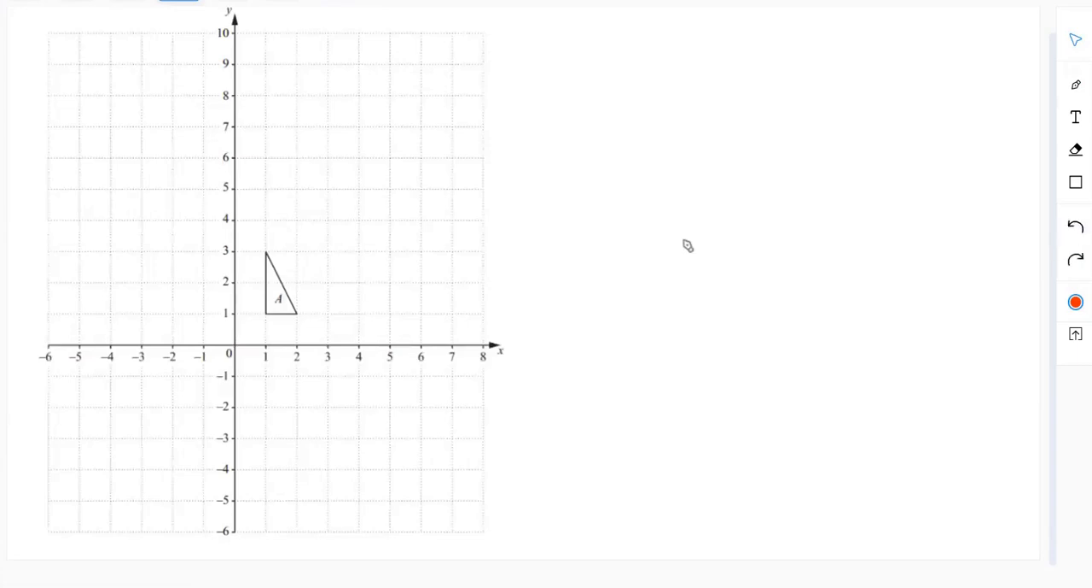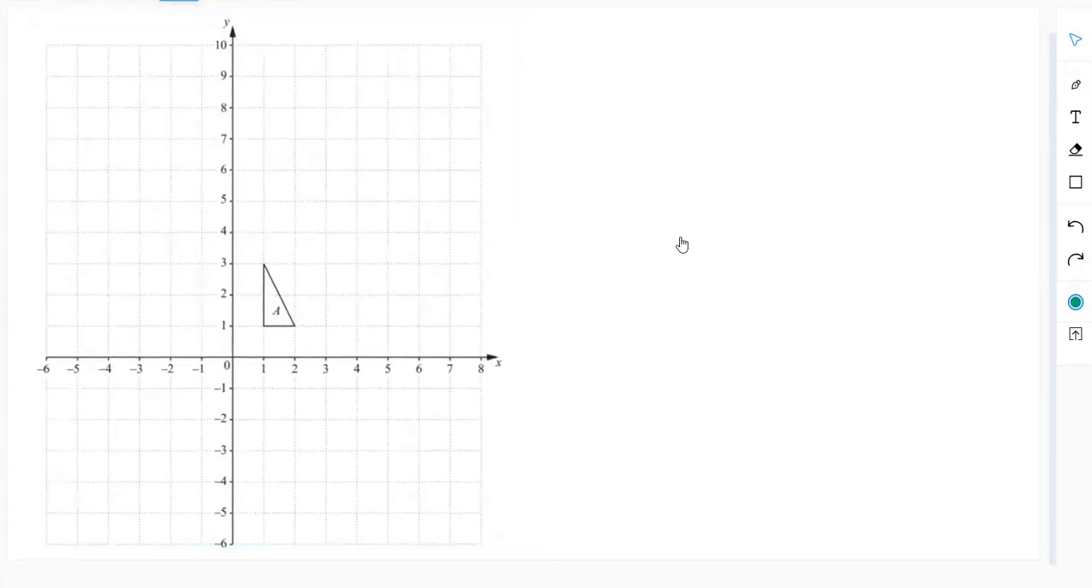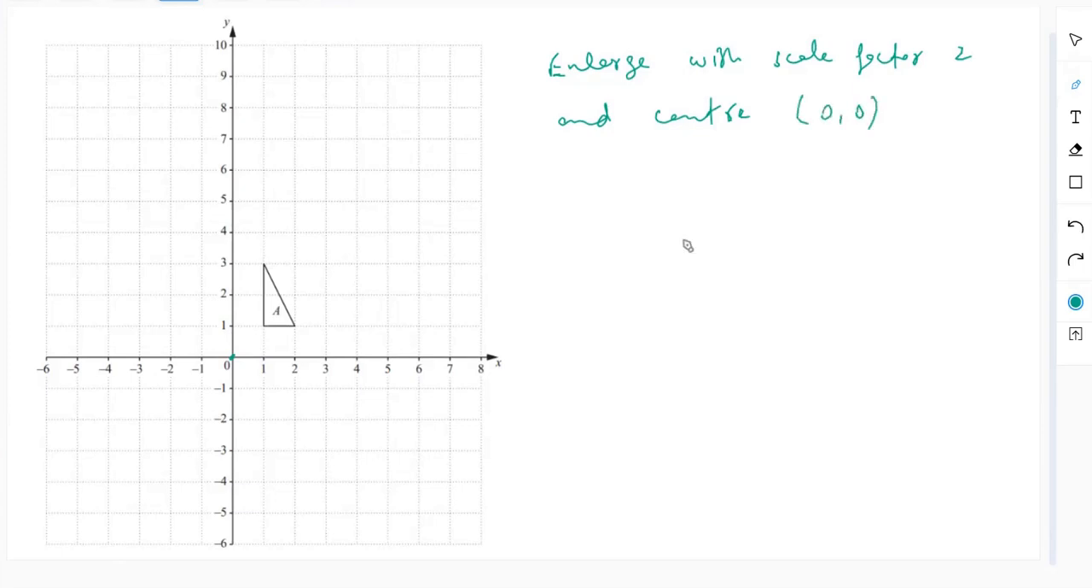Yeah, so we have this triangle here. Let's say we had to enlarge this figure. We wanted the length to be twice the original. And in this, the center of enlargement has to be the origin. So we want to enlarge this figure with scale factor 2 and center 0, 0. Okay. Can everyone see the figure here, the graph that I've just posted?